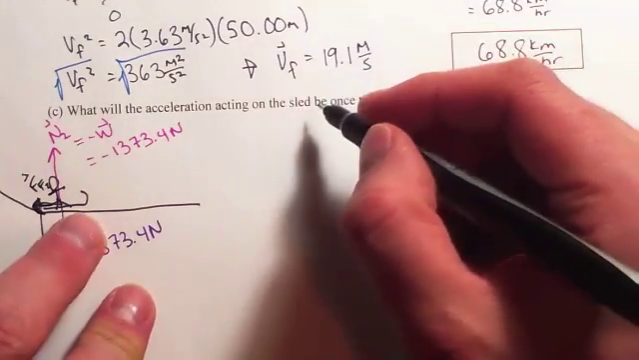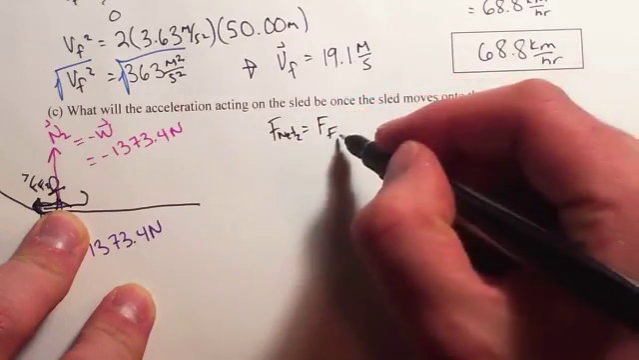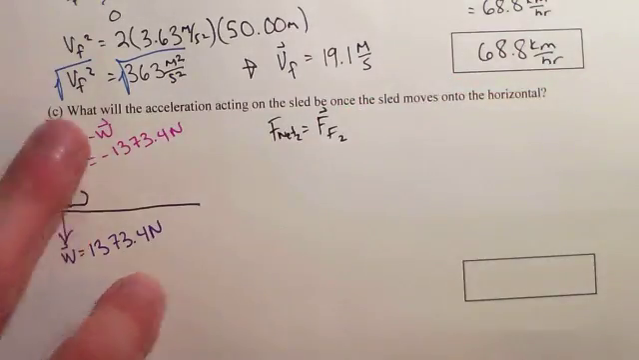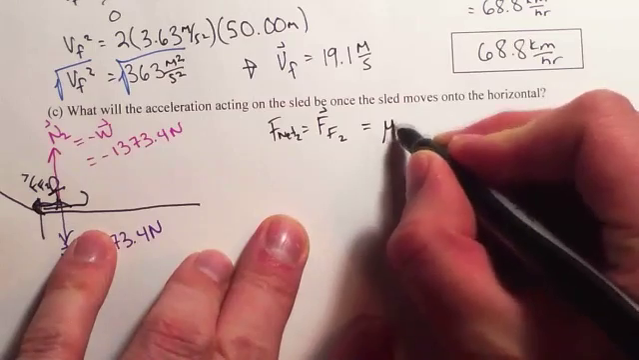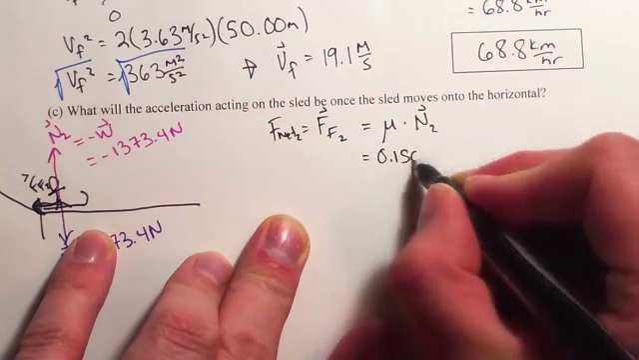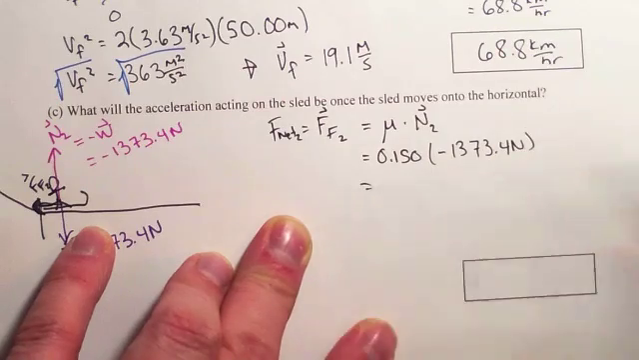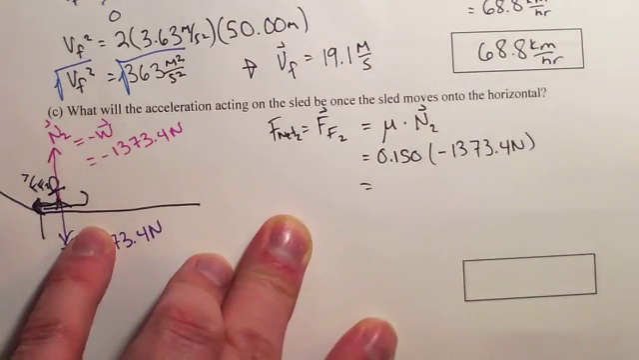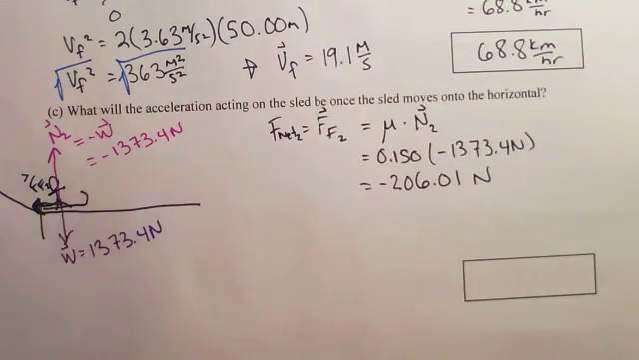So the only force that matters, so the net force, in other words, is just the force of friction 2. It's the only force that matters. And the force of friction is equal to mu times the normal force. We're assuming mu did not change. 0.150 times 1373.4 is equal to negative 206.01 newtons of force.